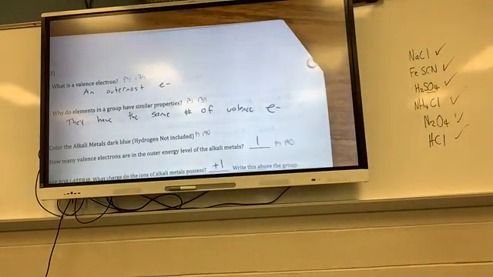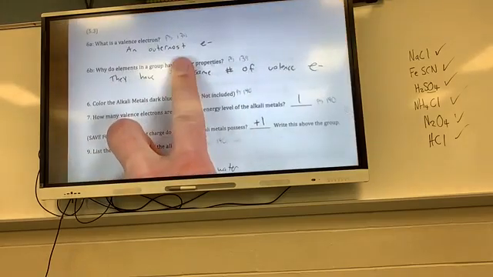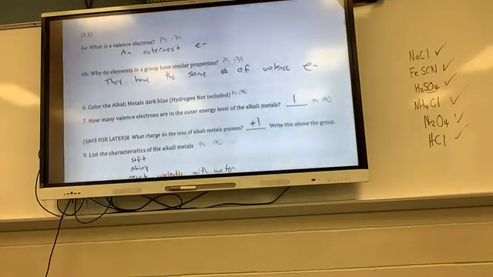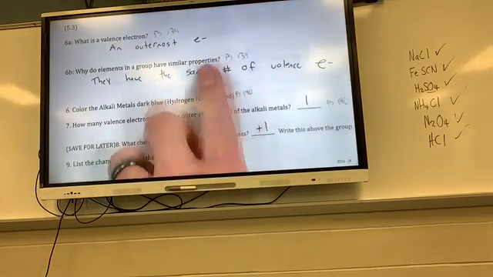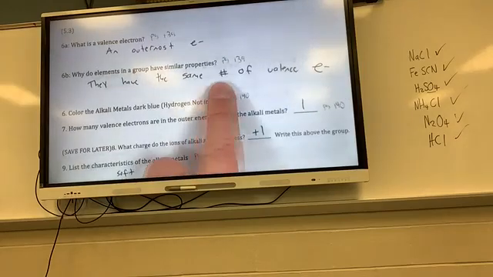What is a valence electron? Did you say an electron that's on the outside? Yes. Why do elements in the same group have similar properties? Because they have the same number of valence electrons.